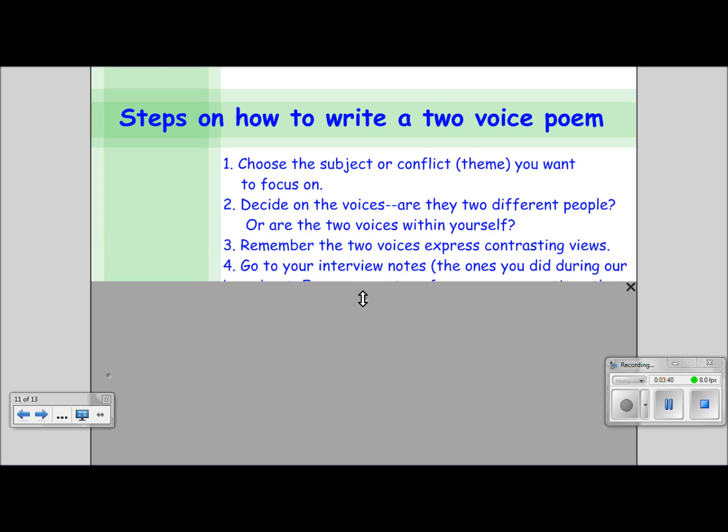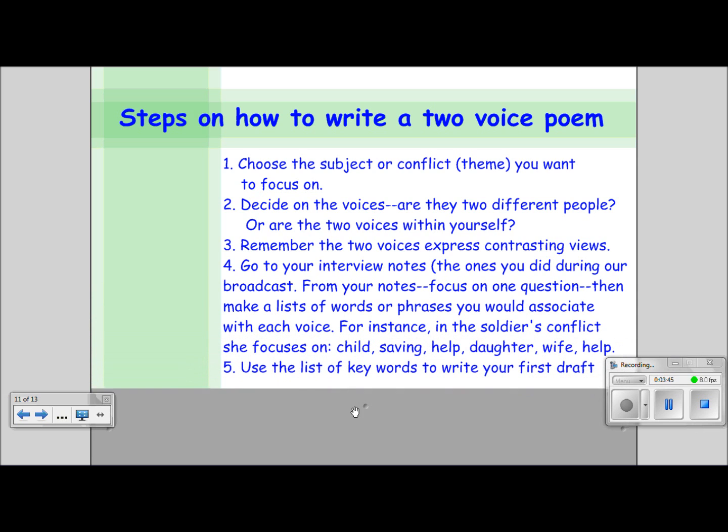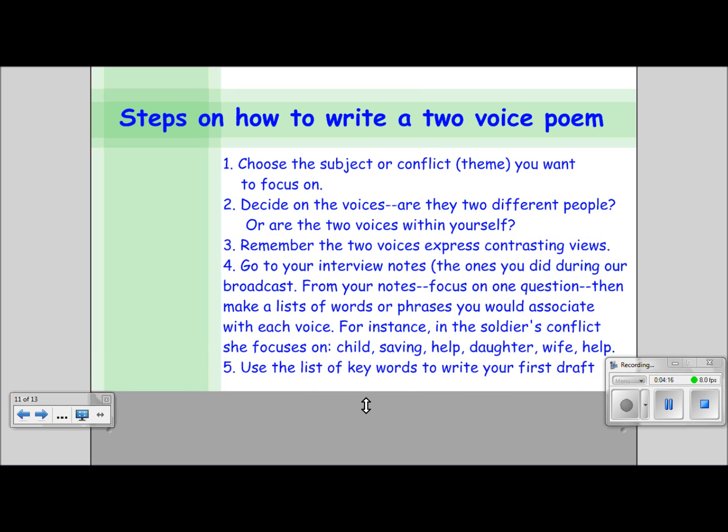You're going to go to your interview notes, and you're going to look at the ones you know from the broadcast, and then you're going to make a list of words or phrases you would associate with each of the voices. For instance, in the soldier's conflict that you read, she focuses on child, saving, help, and then daughter, wife, help. And the whole poem is focused around those key words. And then you're going to use those key words to make your first draft.